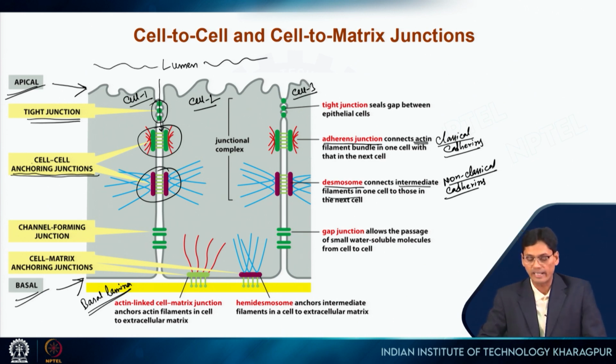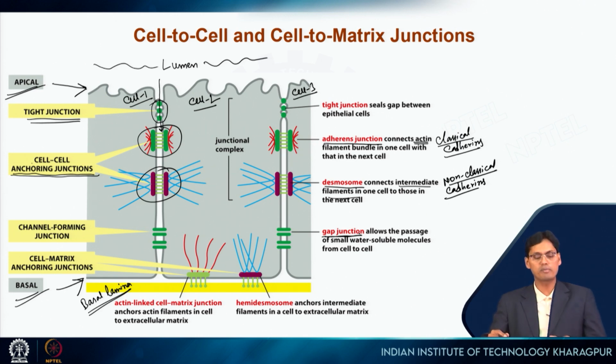Now we have another type of cell to cell junction, that is called gap junction. As you can see, this is gap junction. So here they are basically channel forming junction. The previous two, adherence junction and desmosome, their main property is to keep those two cells together physically, and through those proteins, they are finally attached to the cytoskeletal material, as I already mentioned.